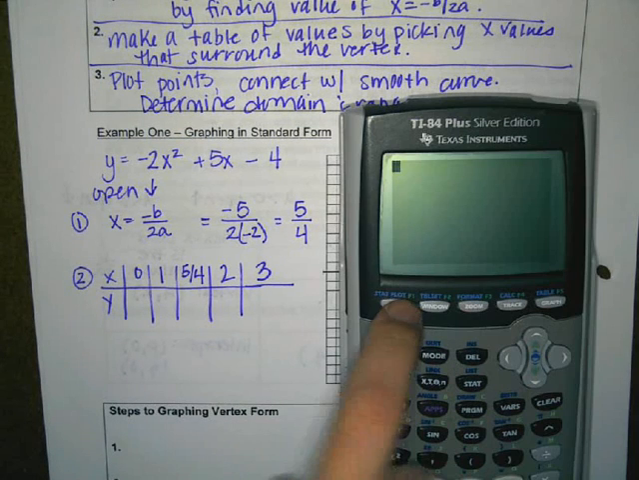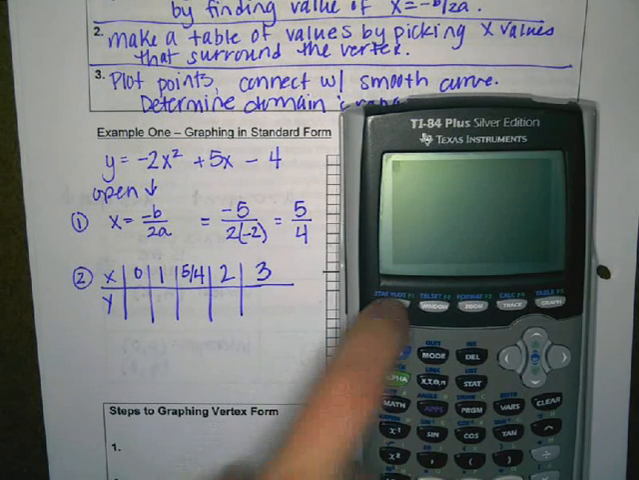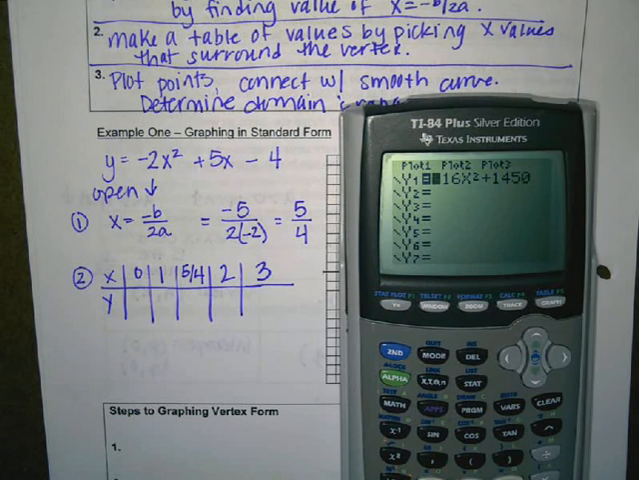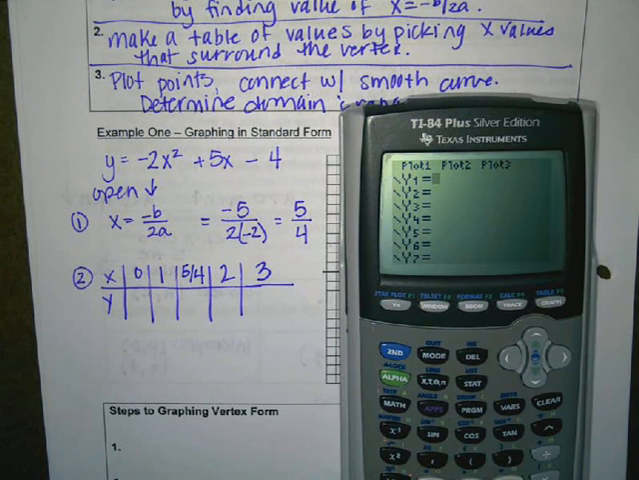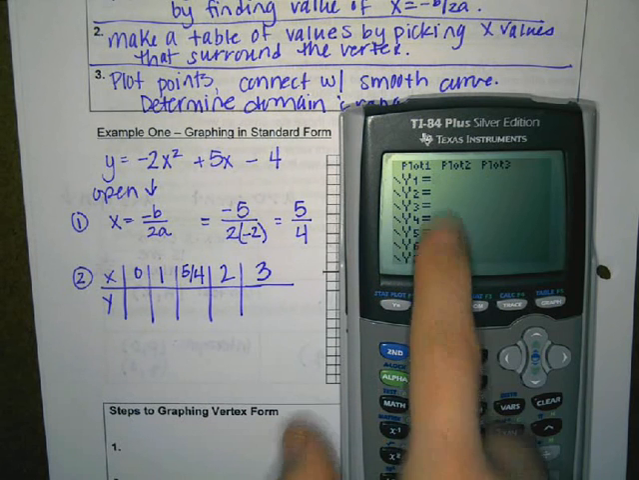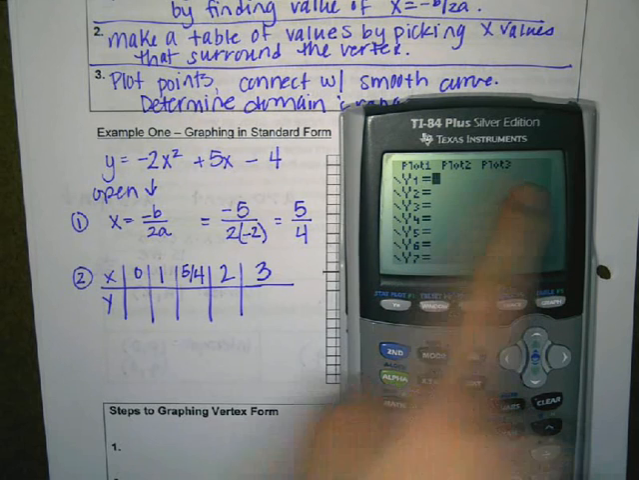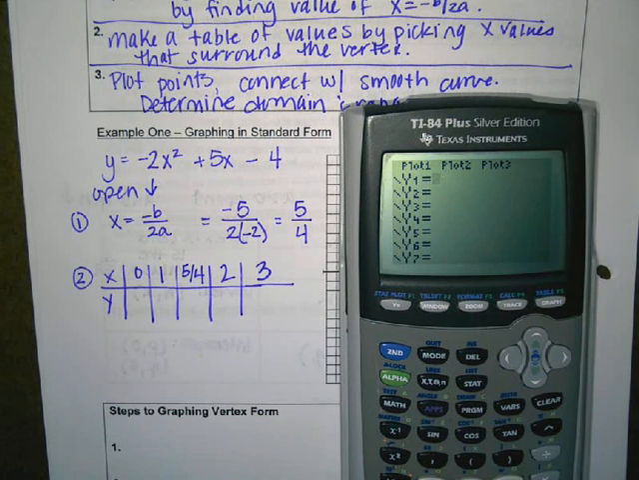A couple of reminders when you're using your table feature. You have to put the function into y equals. So go to y equals. If something's there, clear it out. If your plot is highlighted, you'll need to make sure it's unhighlighted. Otherwise, the calculator is going to get confused. And what do we put into y equals? That equation there. So we have negative 2x squared plus 5x minus 4. Okay, so that should be in y equals. Are we okay? Okay.